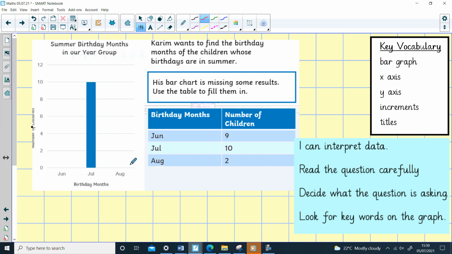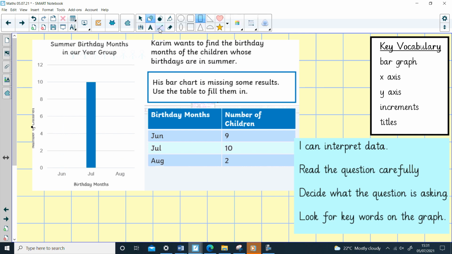Okay, so I've got my months along my x-axis, and then on my y-axis going up here I've got my number of children. And this time, instead of counting in 5s, my scale is counting in steps of 2. So the one that's been done for me is July, and I can see that 10 children were born in July, and I can see that the tower goes up to the number 10. Okay, we've got to fill the bars in for June and August.